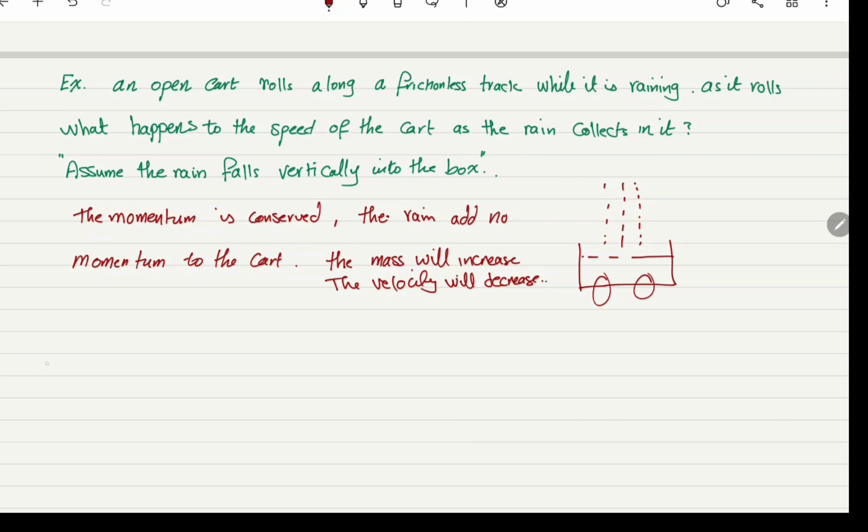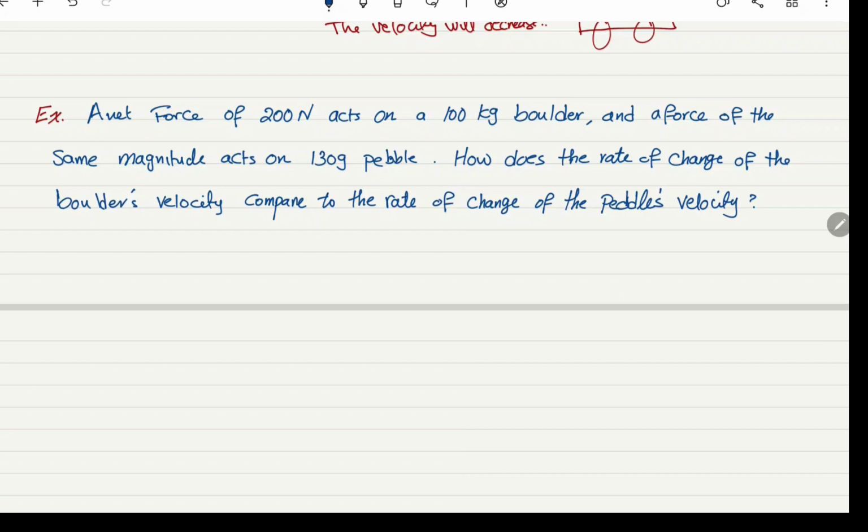Let's have another example. A net force of 200 newtons acts on a 100 kilogram boulder, and a force of the same magnitude acts on a 130 gram pebble. How does the rate of change of the boulder's velocity compare to the rate of change of the pebble's velocity?